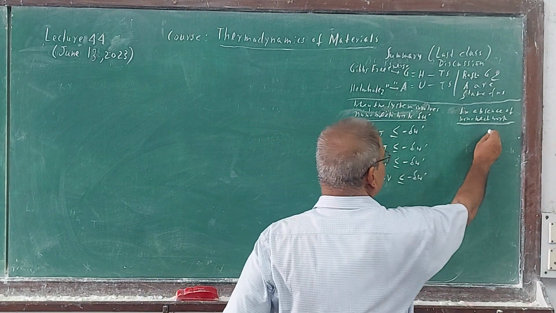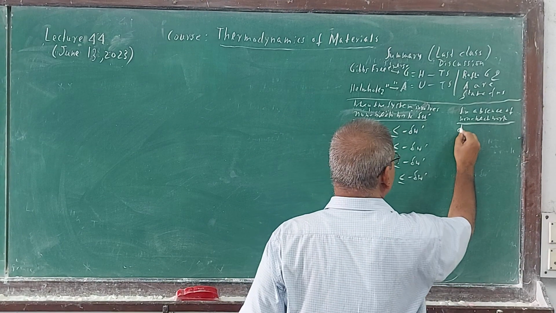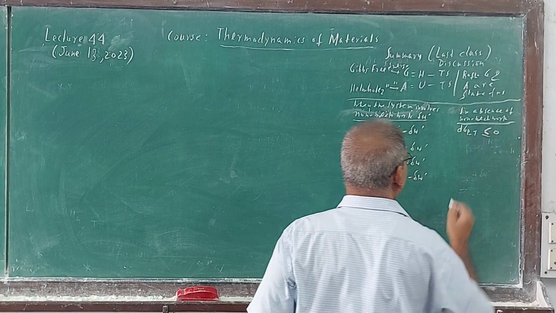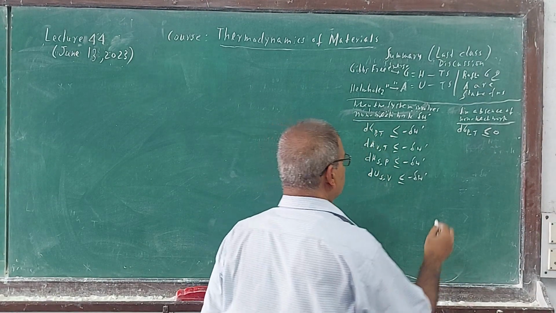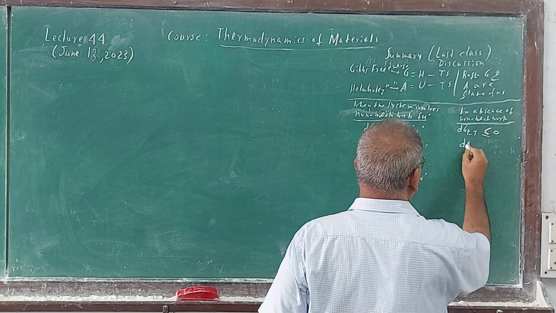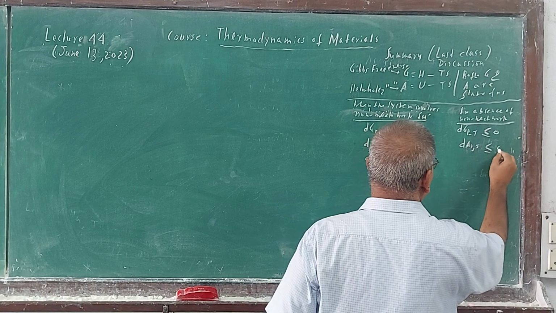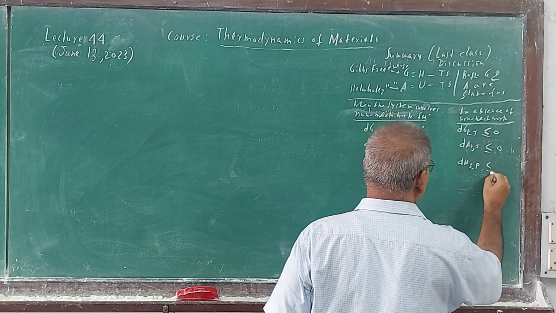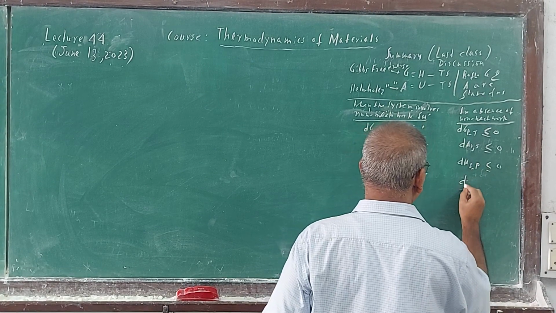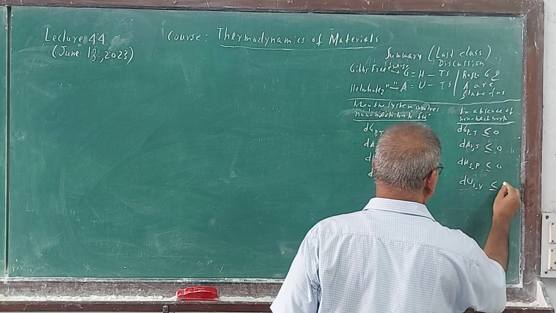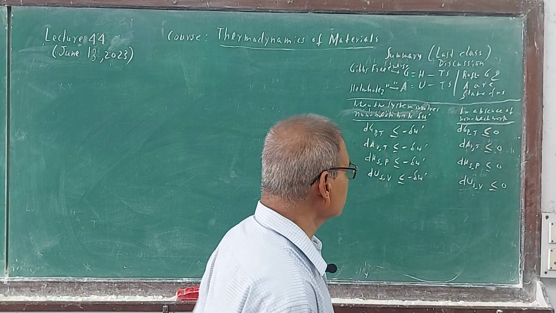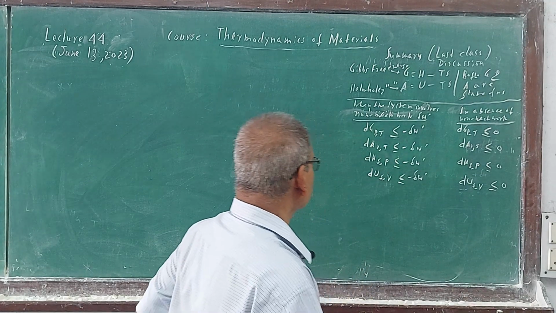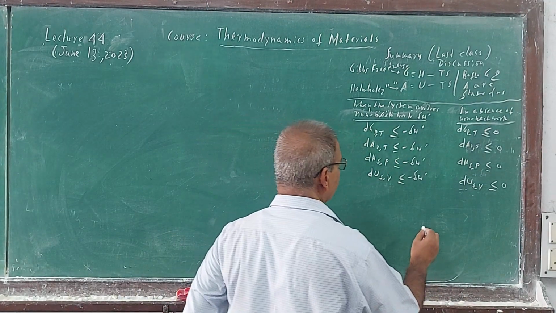And in the absence of non-mechanical work, you can write, obviously you can guess: dG at constant P, T is less than or equal to 0, dA at constant V, T less than or equal to 0, dH at constant S, P less than or equal to 0, and dU at constant S, V less than or equal to 0. These four sets we got. This automatically comes from this. So note here.